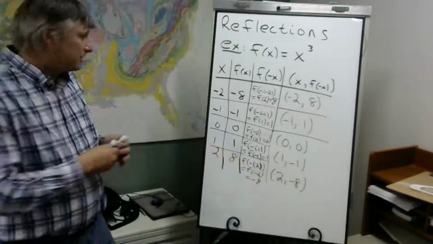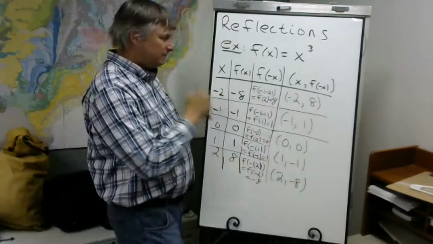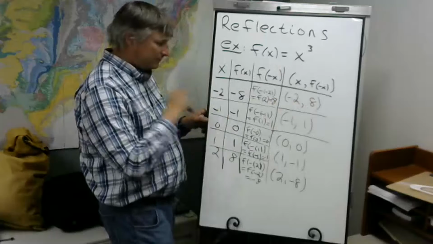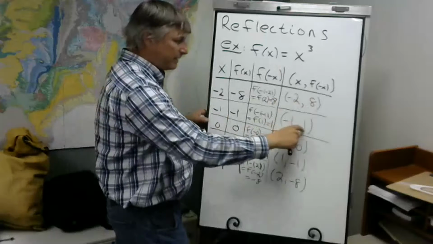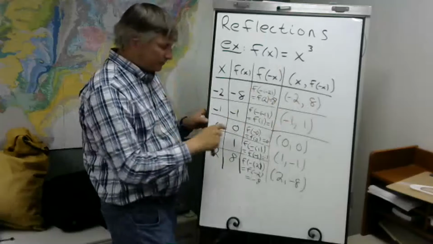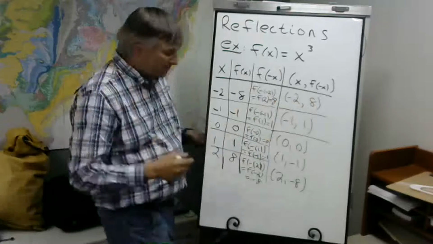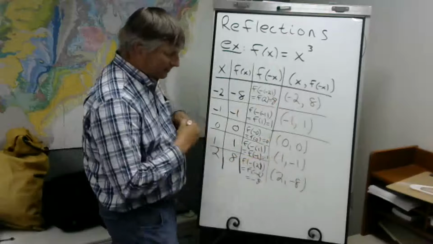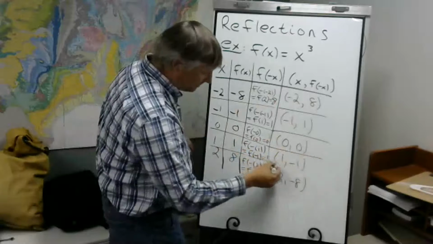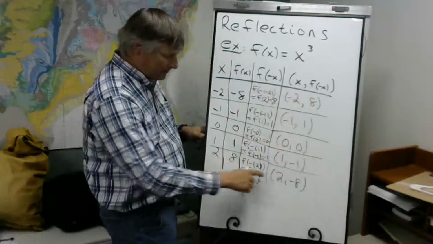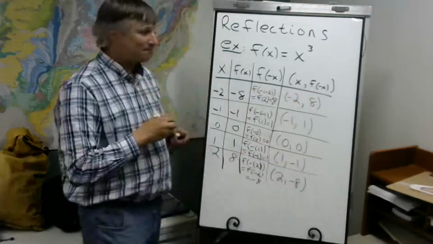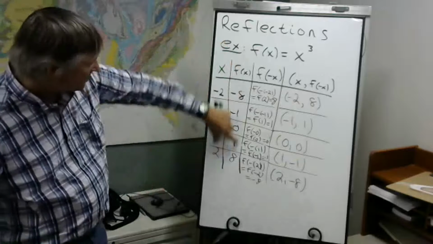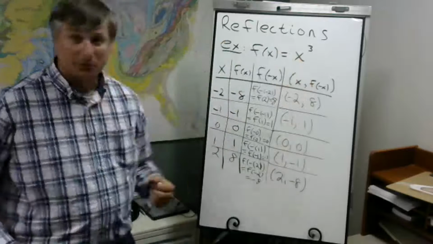So the old coordinates, negative 2, negative 8, is now negative 2 and 8. Negative 1 is now negative 1 and 1. 0 and 0 is now 0, so no change. But 1 and 1 is now 1 and negative 1. And then 2 and 8 is now 2 and negative 8. Let's graph these ordered pairs.